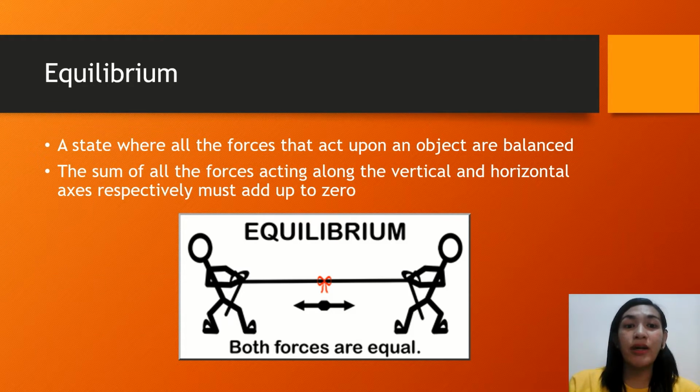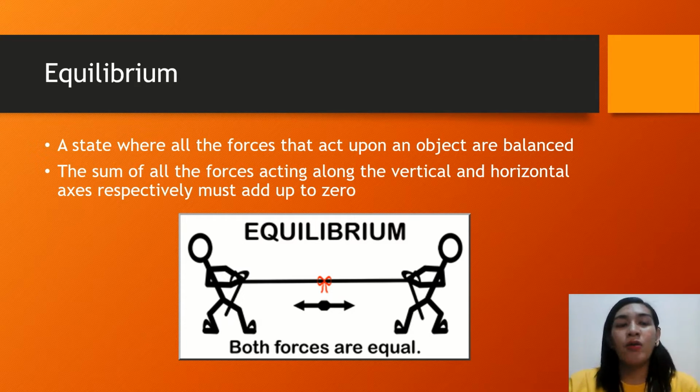Equilibrium is a state where all the forces that act upon an object are balanced. So the sum of all the forces acting along the vertical and horizontal axis respectively must add up to 0. In our example, there are two characters playing tug of war. Since both forces are equal, it is said to be in equilibrium. However, if one would exert a much greater force, there would be a disturbance in our equilibrium.